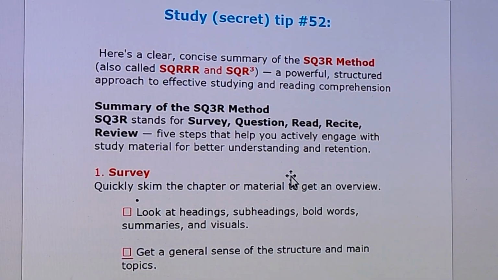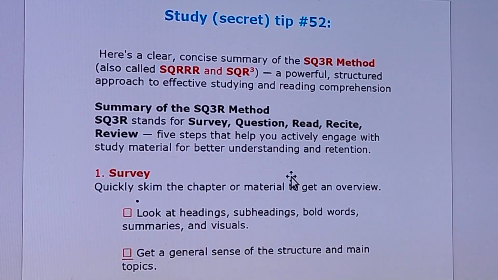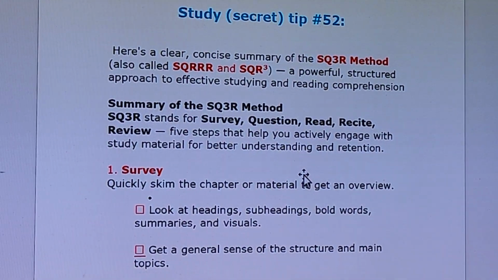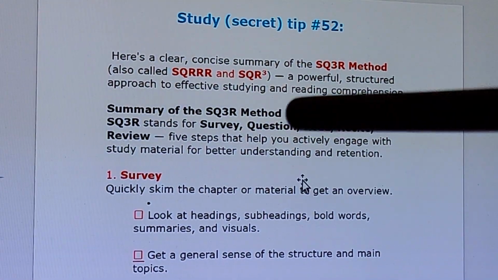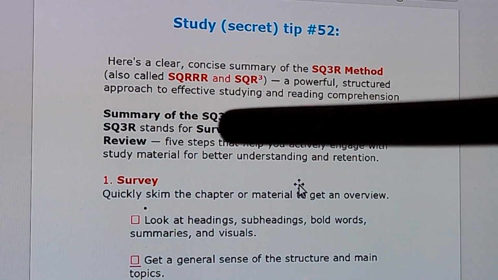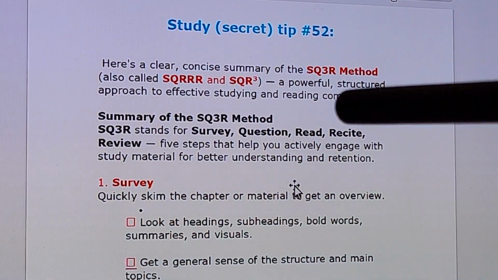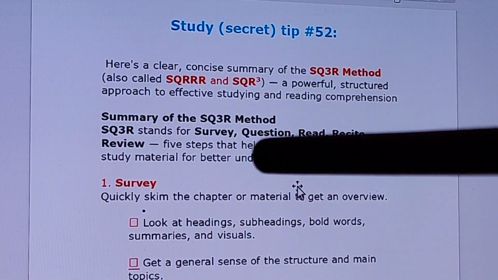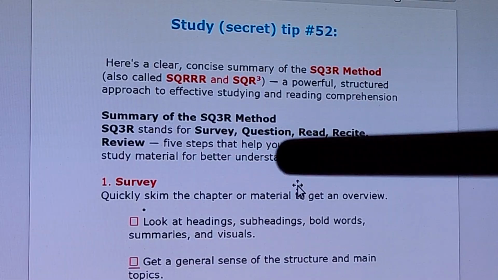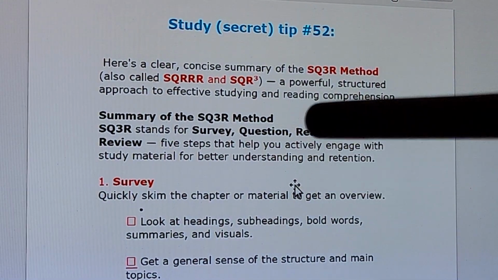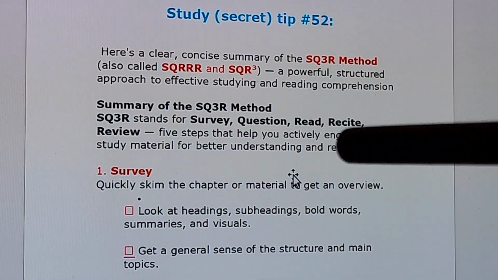So, a summary of the SQ3R method. The 5 steps help you actively engage with your study material. That means this is not passive learning. Passive learning does not stimulate the brain. But this method stimulates the brain and keeps it at peak performance, and it makes sure that you are actively engaged in the work you are studying, you will understand it better, and you will remember it better.